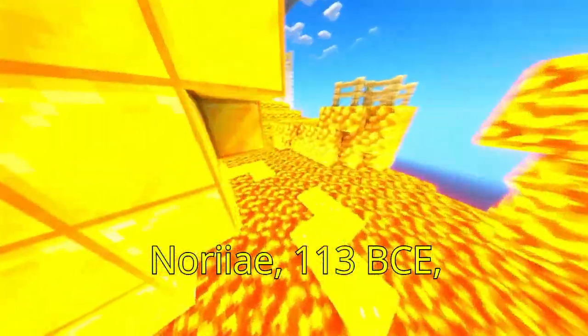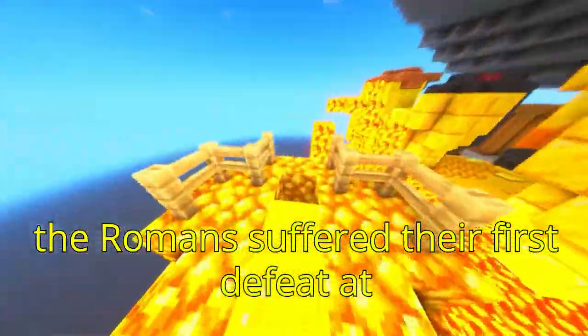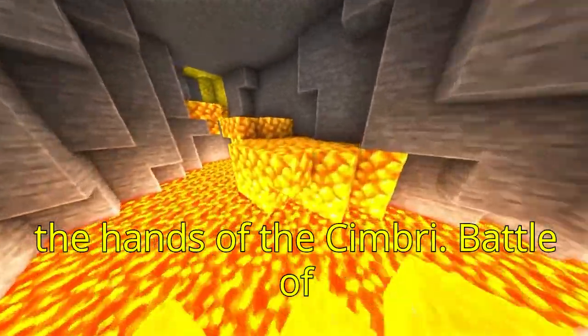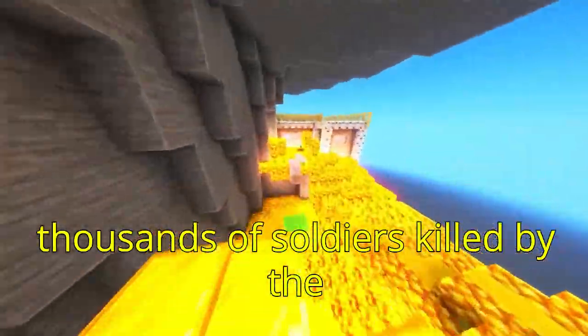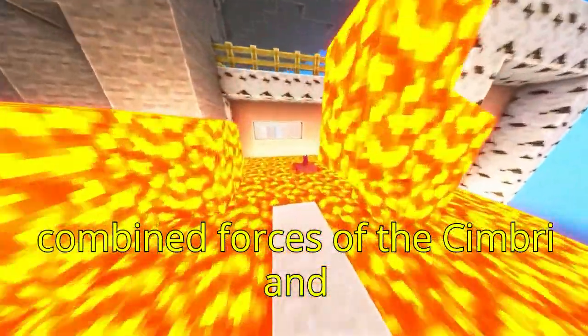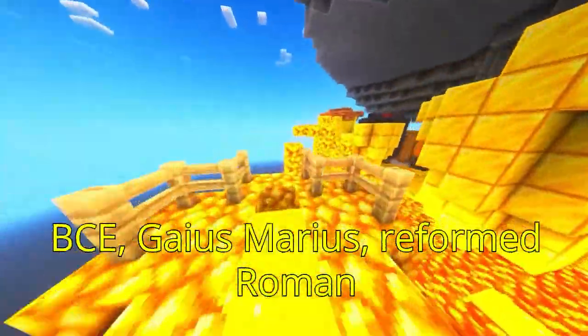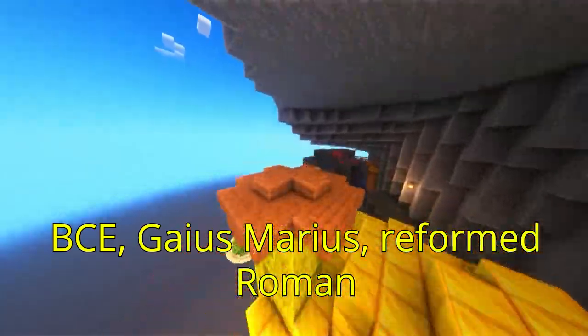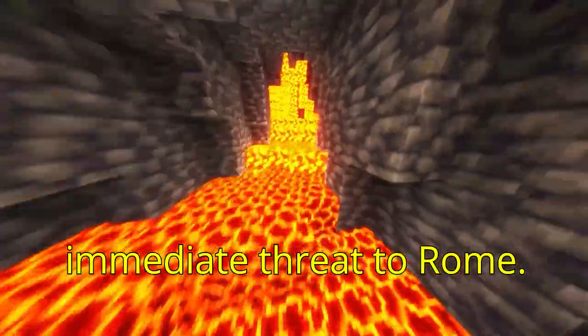Key events. Battle of Noreia, 113 BCE. The Romans suffered their first defeat at the hands of the Cimbri. Battle of Arezzo, 105 BCE. A devastating loss for Rome, with tens of thousands of soldiers killed by the combined forces of the Cimbri and Teutons. Battle of Vercelli, 101 BCE. Gaius Marius' reformed Roman legions defeated the Cimbri, ending the immediate threat to Rome.